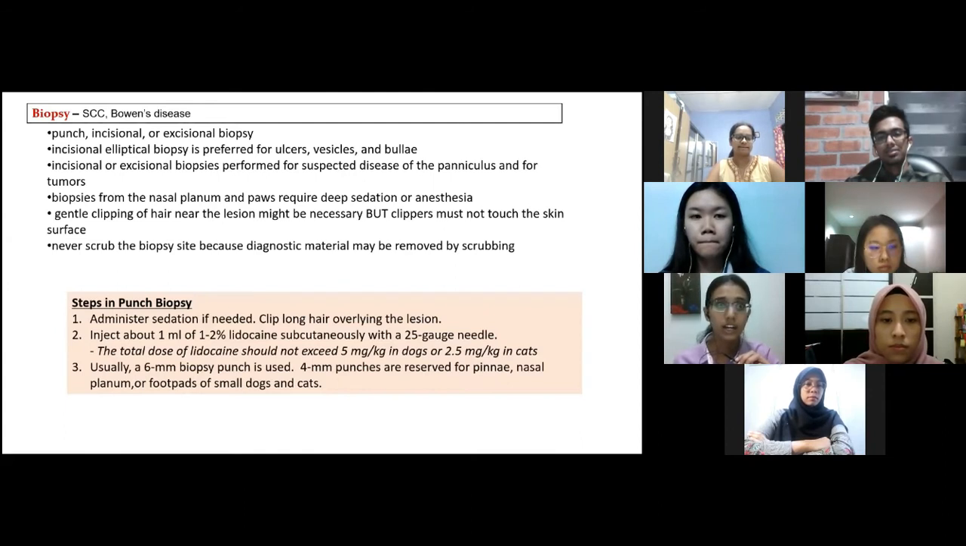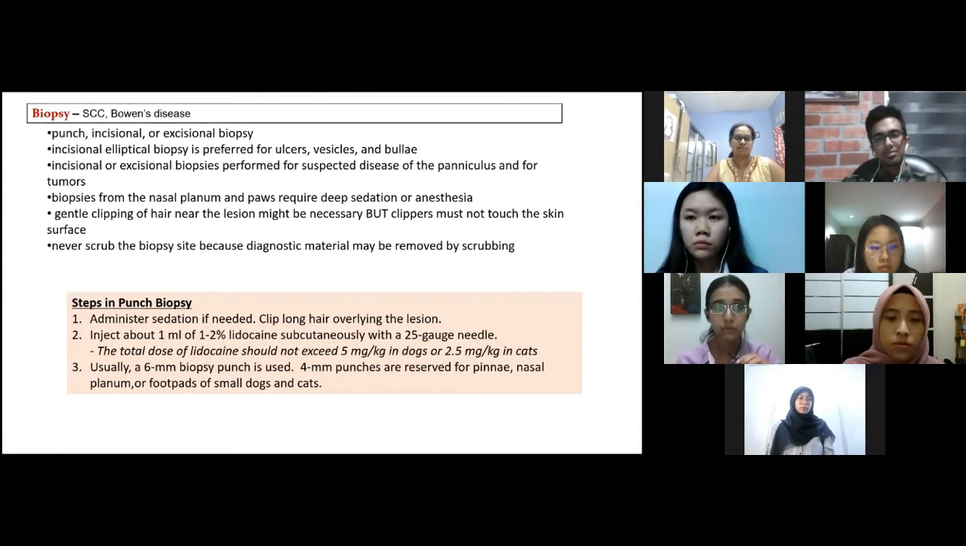Incisional or excisional biopsies are usually performed for diseases of the panniculus or for tumors. And then biopsies from the nasal planum, which is what we are doing in this case, need deep sedation or anesthesia because it would be quite painful for the animal.